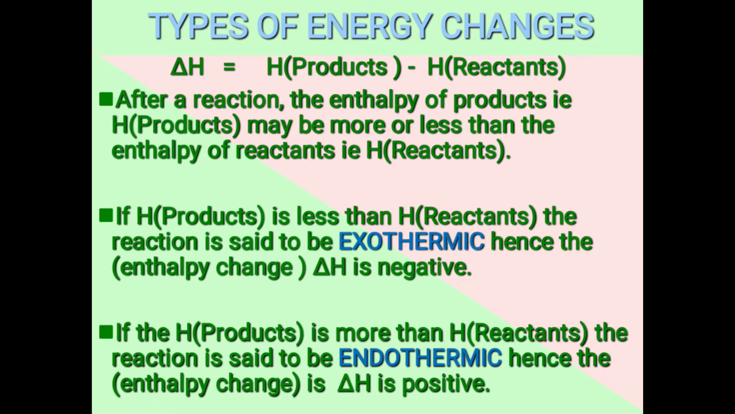So in an exothermic reaction, the heat of products is less than the heat of reactants, and therefore the heat change, the ΔH, is negative. Now, if the heat of products is more than the heat of reactants, the reaction is said to be endothermic, and therefore the enthalpy change, the ΔH, is positive.